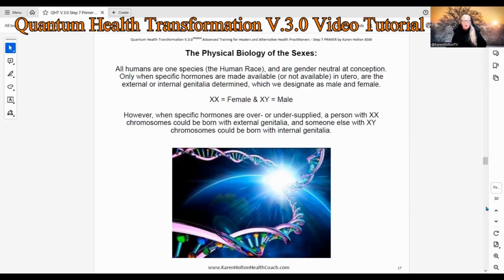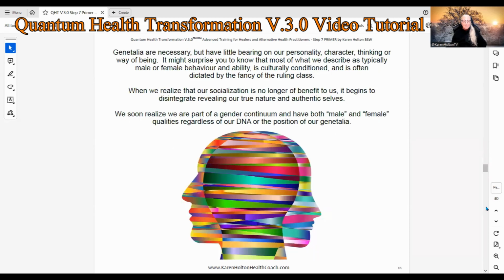However, when specific hormones are over or undersupplied, a person with XX chromosomes could be born with external genitalia, and someone with XY chromosomes could be born with internal genitalia. Genitalia are necessary, but they have little bearing on our personality, character, thinking, or way of being.